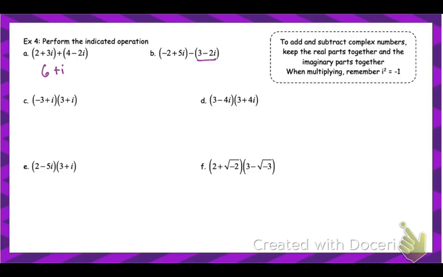All right, so again, when we subtract, we make sure we subtract everything that follows. So this is negative 2 minus 3. This is 5i minus negative 2i, which is 5i plus 2i.